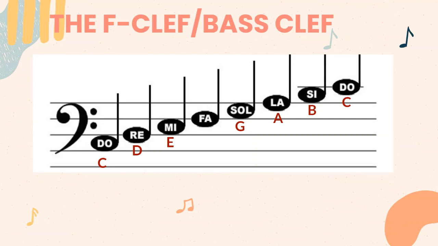Moving on to the F clef or bass clef. From the bottom, Do starts in the second space of the staff. A bass clef symbol tells you that the pitch name in the second line from the top, the one bracketed by the two dots, is F.